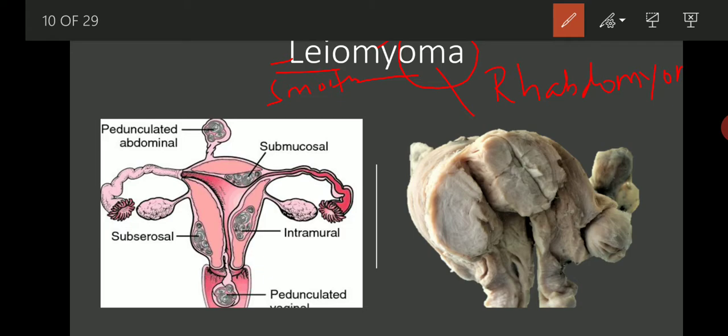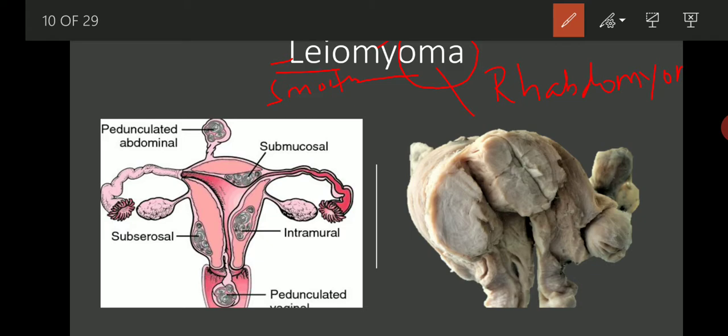Now, leiomyomas can occur anywhere in the uterus, or they can also occur outside the uterus. In fact, they can occur anywhere in the body, wherever there is smooth muscle. Can you think of some area in the body where you do not have smooth muscle? Yeah, I think you guessed it right. It's not inside the brain, but everywhere else, wherever you have blood vessels, they have smooth muscle in their wall, so they can have a smooth muscle tumor. So leiomyoma is a universal tumor. It can occur anywhere, not only in the uterus, but they are frequent in the uterus.